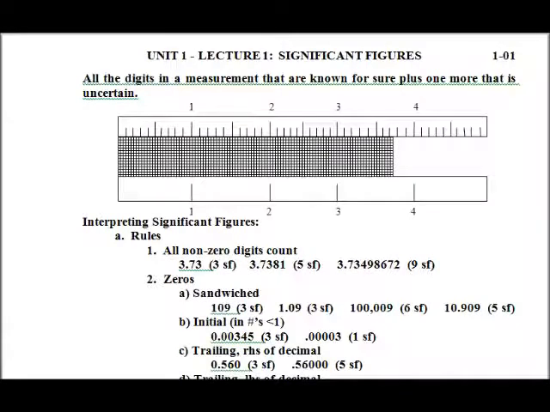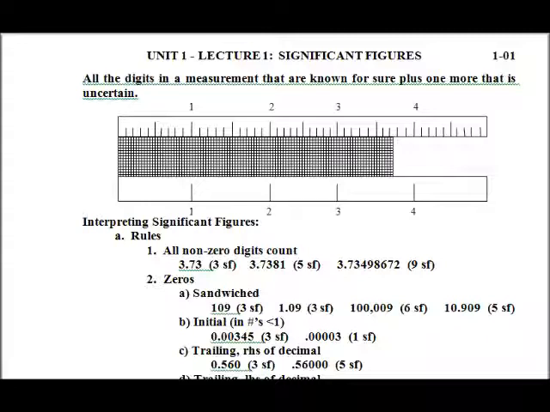For today's lesson, we're going to be talking about significant figures. Significant figures are all the digits in a measurement that are known for sure, plus one more that is uncertain. If we look at these two rulers below, the one that's on the top of the object has more lines than the one that's on the bottom. The ruler on top, therefore, is more accurate and can get you to more significant figures.